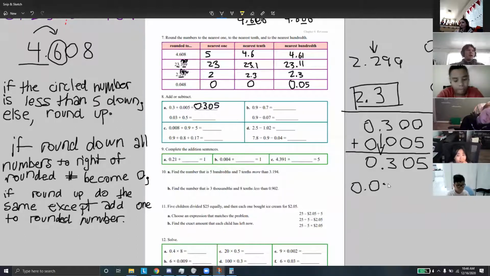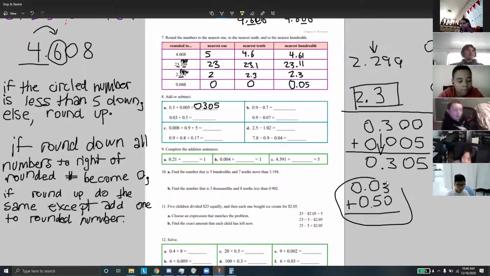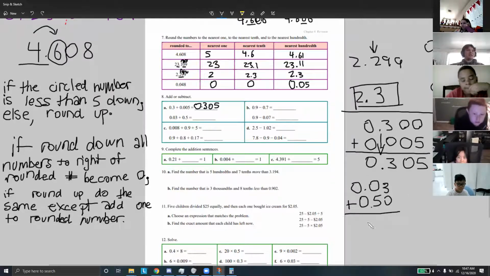Next, 0 and 3 hundredths plus 0 and 5 tenths. And so 0 and 5 tenths is equal to 50 hundredths, because 5 dimes is equal to 50 cents, right? A dime is a tenth of a dollar, and so 5 tenths is equal to 50, just like 5 dimes is equal to 50 cents. So this problem is basically like adding 3 cents plus 50 cents, which is 53 cents. And drop the decimal. Okie dokie. Man, we're kind of running out of room here.